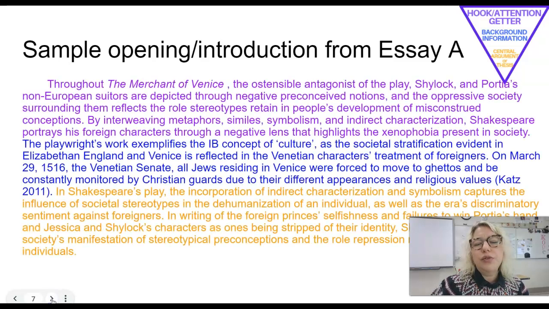Here's the sample intro from Essay A. You can see that their opening is very focused already on the essay. In fact, it almost reads like a mini introduction, and then we've got it sort of expanded on in the rest of it. So read this if you want to as a sample. You can pause the video and do that now.